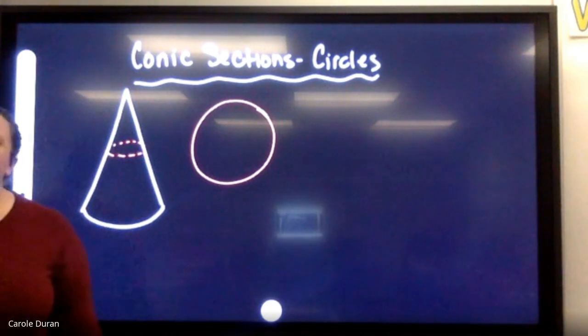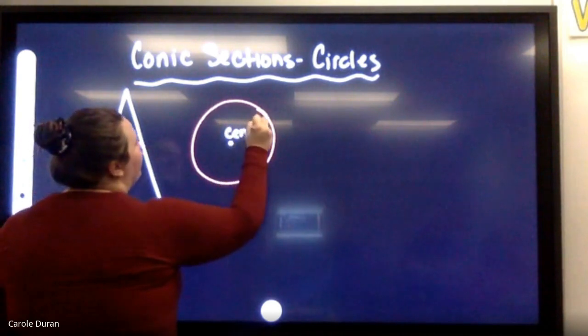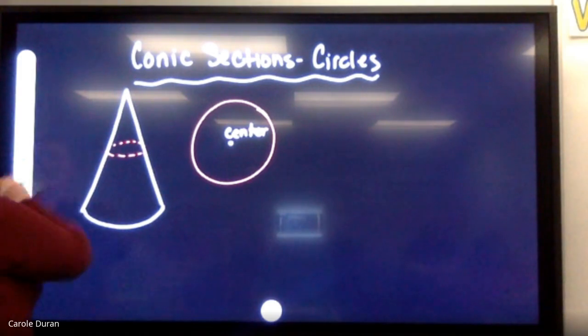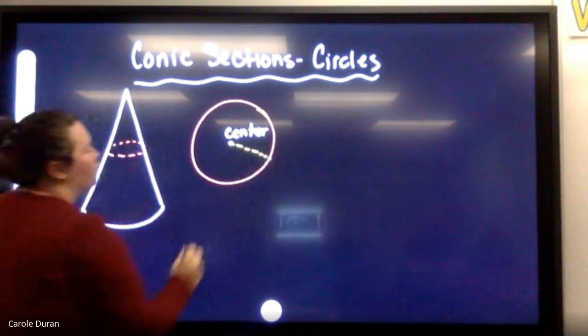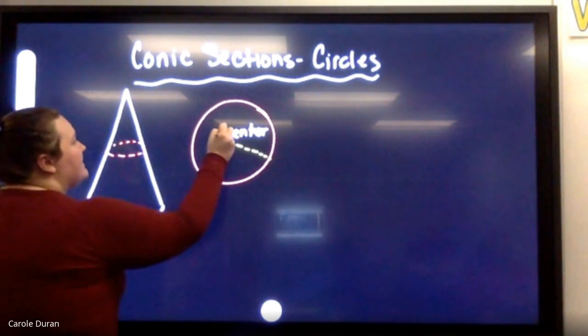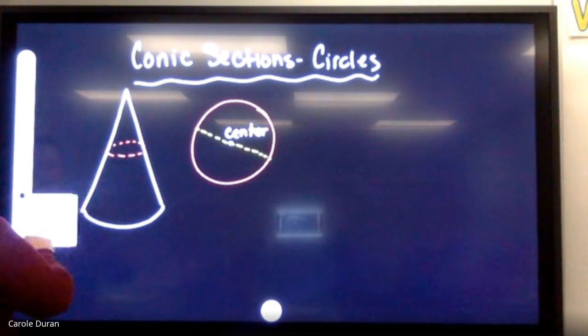Let's talk about the features of a circle. In a circle, I have a center. This center is the absolute center of the circle, which means that it's equal distance from all points along the outside edge of the circle. I also know that I have a radius, which is half the distance straight across the circle. The entire distance then is the diameter. Every single diameter of a circle cuts through the center, and that center is the midpoint of the diameter.